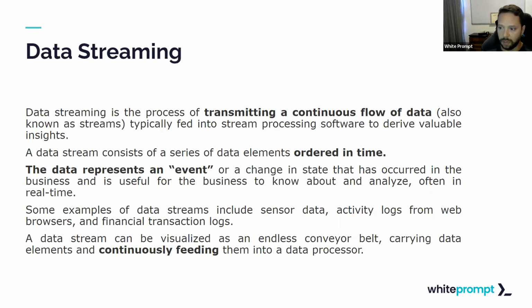Some examples of data stream producers would be sensor data, activity logs, IoT devices, financial transaction logs, and browsers. A data stream can be visualized as an endless conveyor belt carrying data elements and continuously feeding them into data processors.